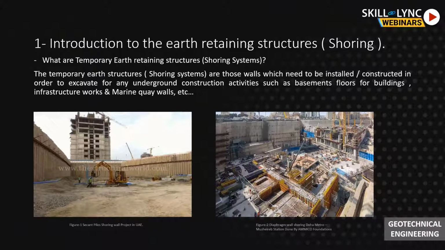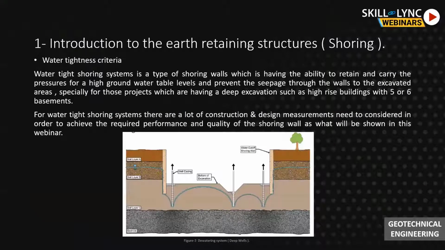So moving on. What is the watertightness criteria? Just imagine if we have an excavation like in this figure, and we have a high water table here. In order to excavate, we need to do dewatering here, and we need to install a watertight shoring system. This watertight shoring system can carry the water pressure, and seepage will be allowed only below the toe level of these walls. So it's totally different than the non-watertight system, where the water can flow through the system itself or through the shoring wall itself.